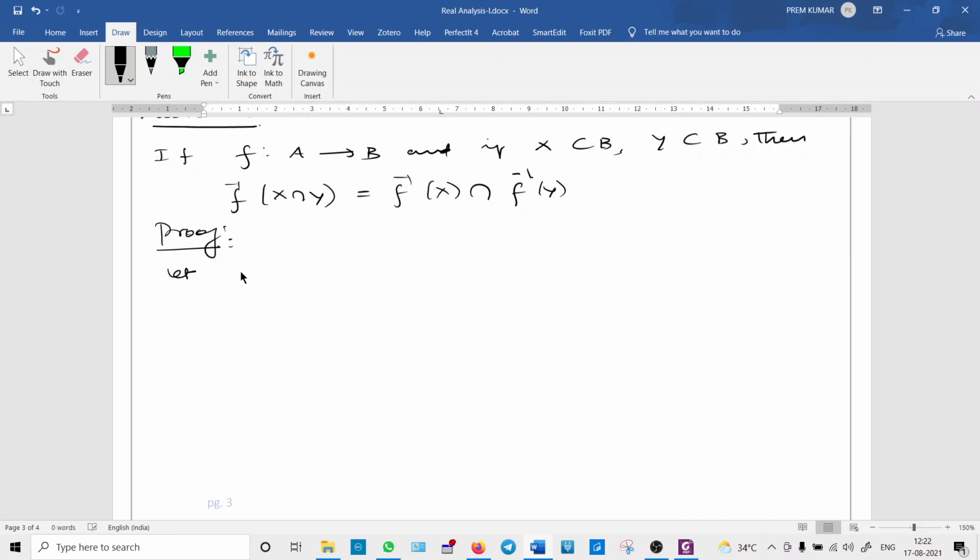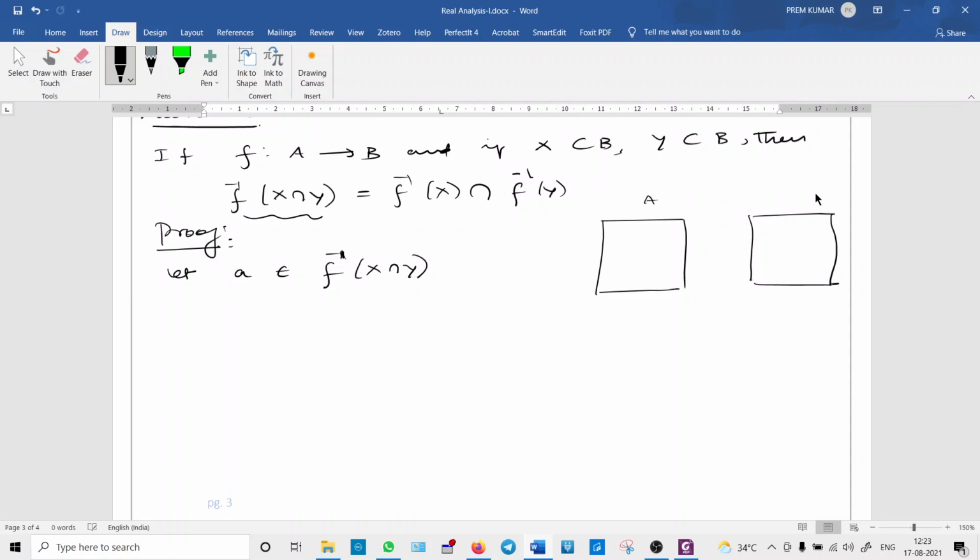Let us assume that, let's take one element from this set. Let a belong to f inverse of X intersection Y. See, to be very much sure you must know what is happening. Simply we cannot memorize everything.